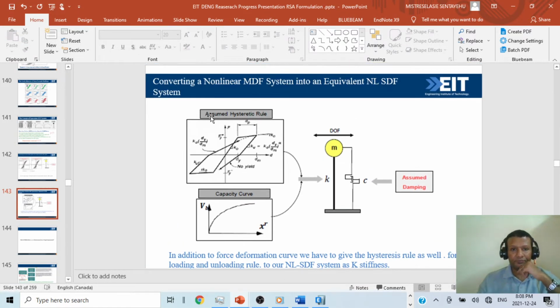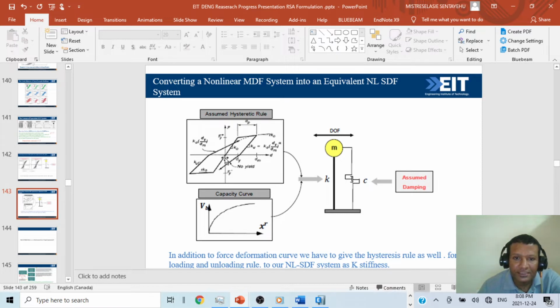Okay, this is assumed converting a nonlinear multiple degree of freedom system to a single equivalent nonlinear single degree of freedom system. In addition to the force deformation curve, we should give the hysteresis rule as well. This is the hysteresis rule, for the loading and unloading curve. When the loading and unloading is there, with degradation, we have to use the force dissipation methods, as you can see here.